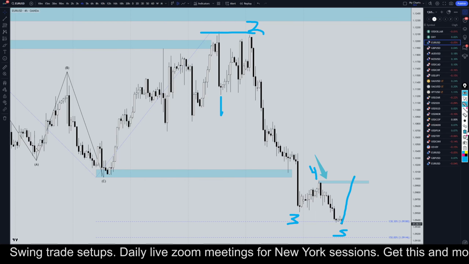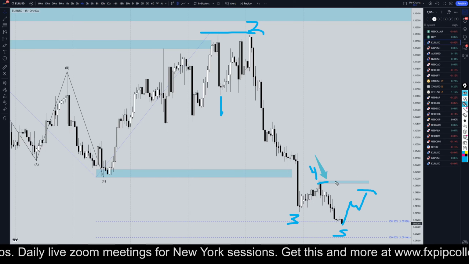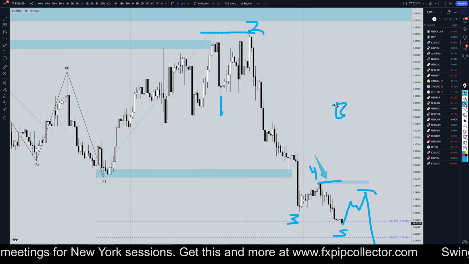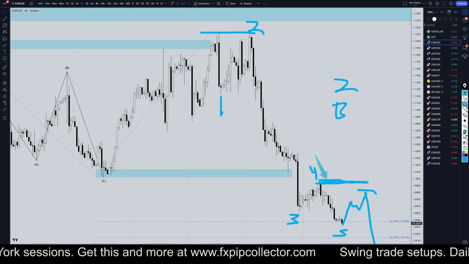Otherwise, even if it does go up, it could easily go up, make another lower high, and just keep on going down. The only thing that is for sure going to tell you that this is now in either a wave B or a wave 2 is seeing this structure break right here.